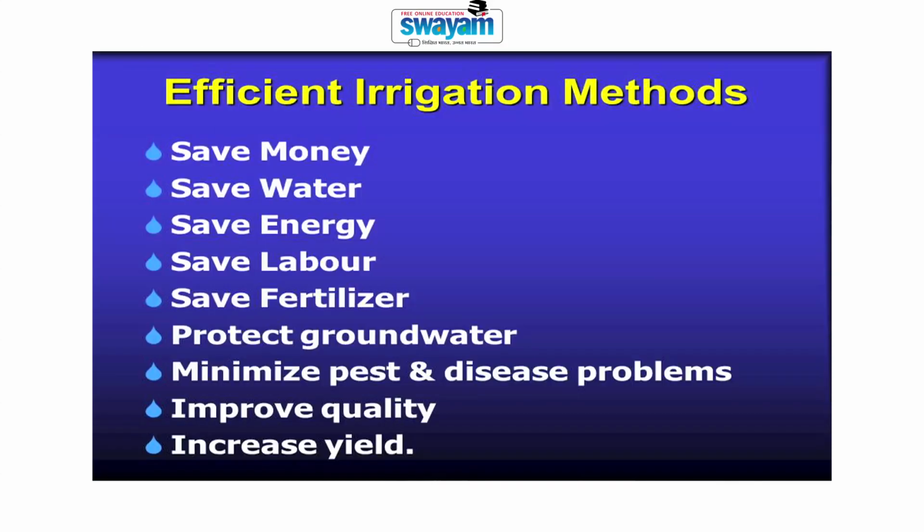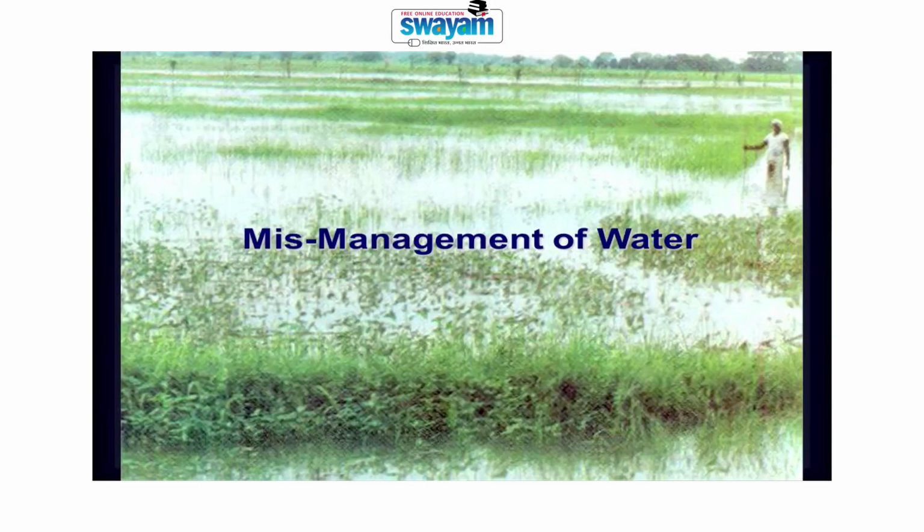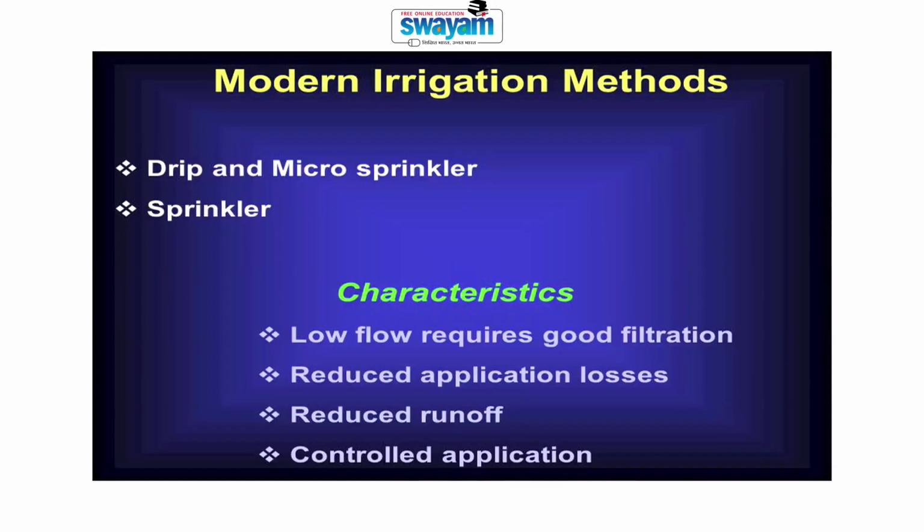Which are the efficient irrigation methods which not only save water, money, energy, labor, and fertilizer, but also protect groundwater, minimize the incidence of pests and diseases, and improve water quality, and not only increase the yield but also land sustainability. Let us see what happens with mismanagement of water. What are the modern irrigation methods we are going to discuss in detail?